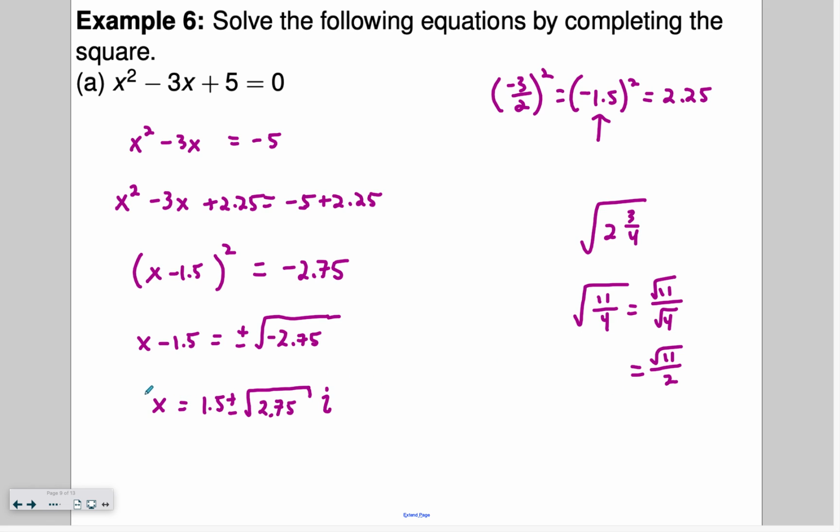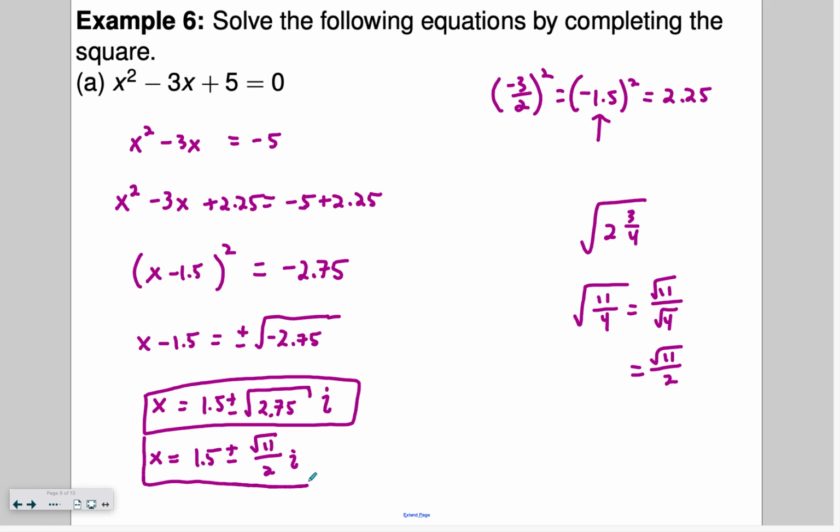Two solutions: 1.5 plus the square root of 2.75i, and 1.5 minus the square root of 2.75i. Bingo! Or the square root of 11 over 2i. I'm going to write that because I'm evil. Equally correct, perhaps even better answer. Anybody want to be a hero and save the Avengers? Then you should write your answers like that.